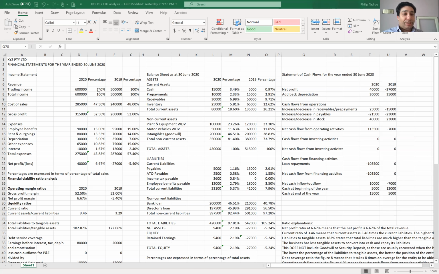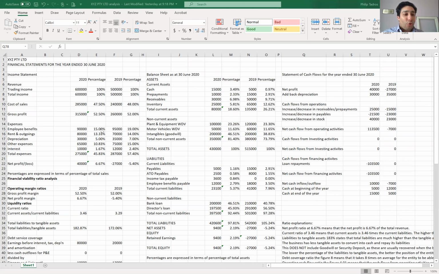So the base percentage is 100%. Now let's look at the cost of sales figure in 2019 and 2020. Note that the cost of sales percentage is expressed as a percentage of total sales. So you can see that cost of sales in this business is nearly half, or 50%, and gross profit, in fact, is just over 50% of the total sales.